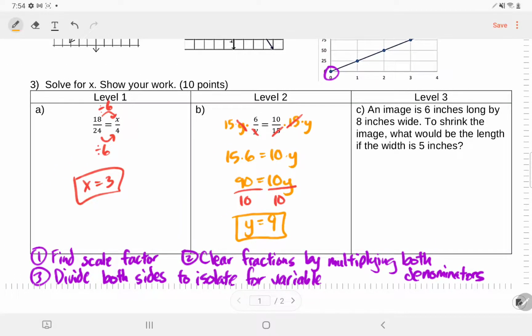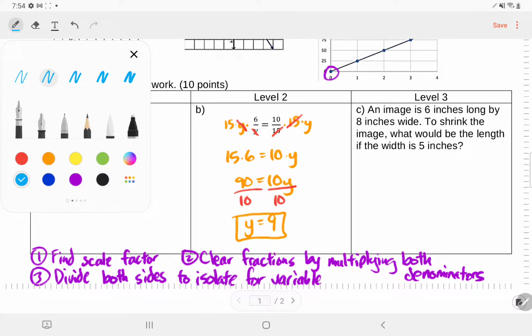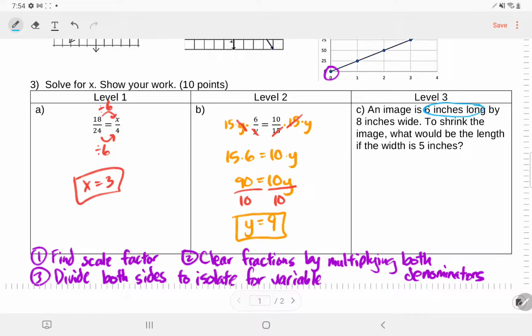Okay, for C, it says an image is 6 inches long by 8 inches wide. So 6 inches long over 8 inches wide. To shrink the image, so we're trying to make it smaller, what would be the length if the width is 5 inches? So the width is 5 inches. That means our length has to be smaller. Okay, so can we find the scale factor from 8 to 5?